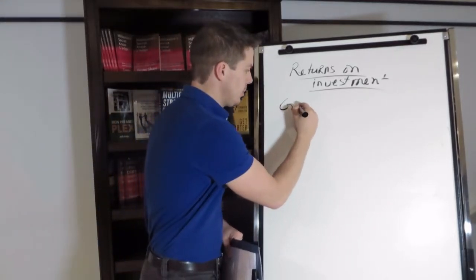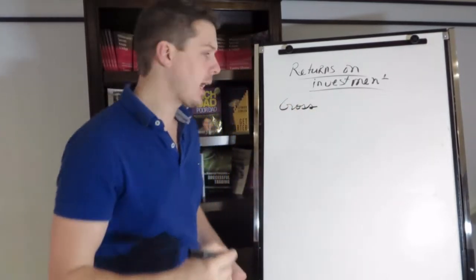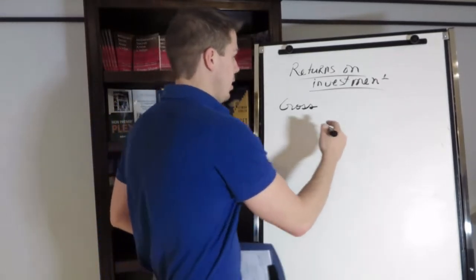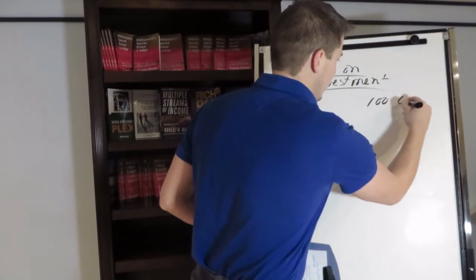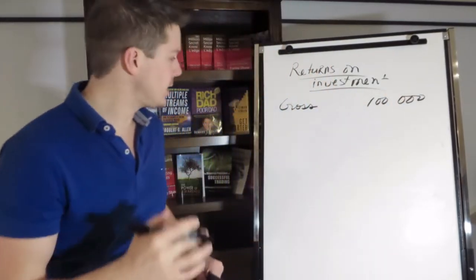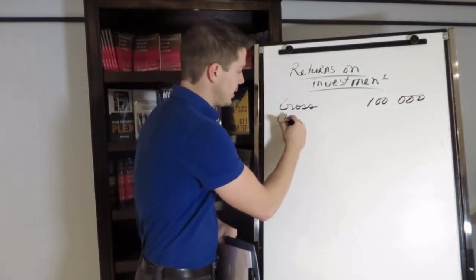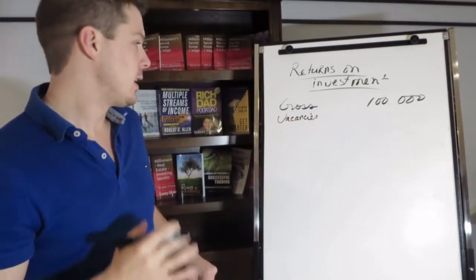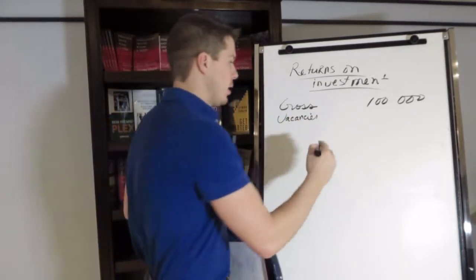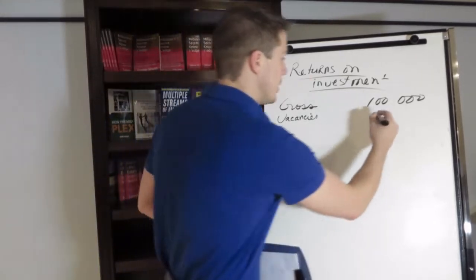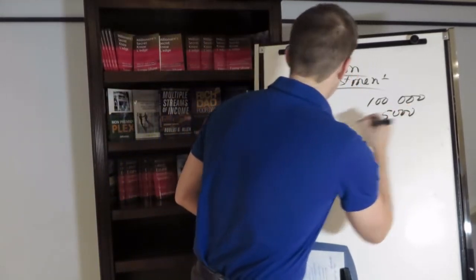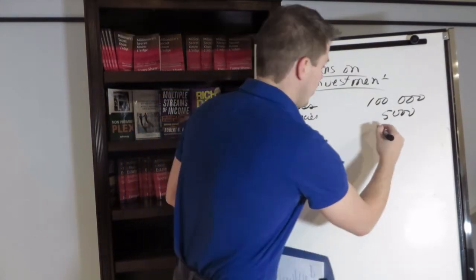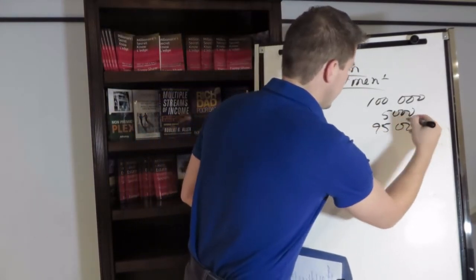The gross income. Say we have this multiplex that's giving us $100,000 a year. The next step is to calculate the vacancies. We need to know how much vacancies is in your local area. Say it's 5%. So $5,000. So your gross operating income will be $95,000.